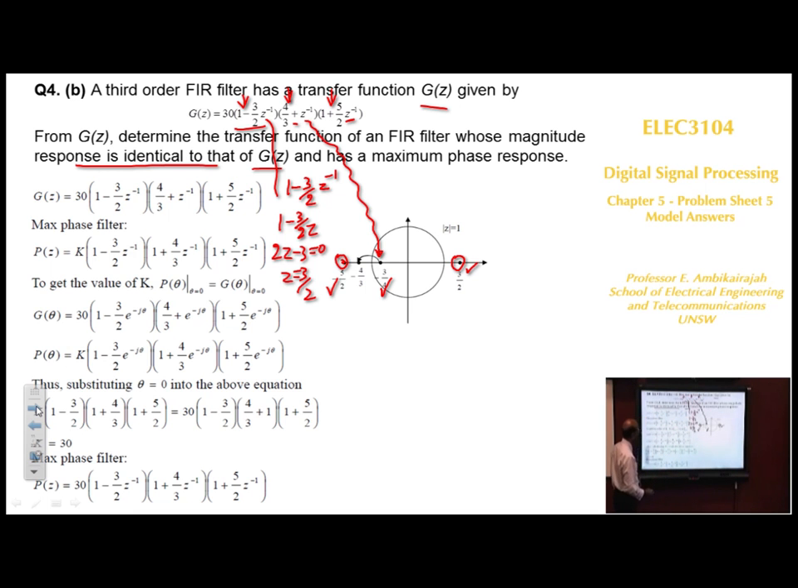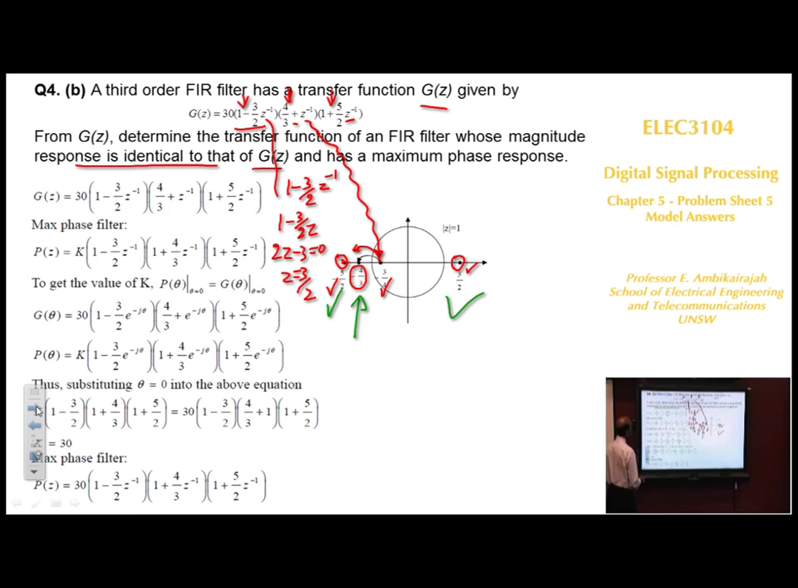What we need to do is maximum phase. So it's important for us to make it maximum phase that this zero must be reflected outside. If you don't reflect, the magnitude response won't be the same. So reflect them, which means this will become 4 over 3, minus 4 over 3. Now you rewrite the transfer function with this new zero. This one is already there, this is already there, so you don't need to touch that.